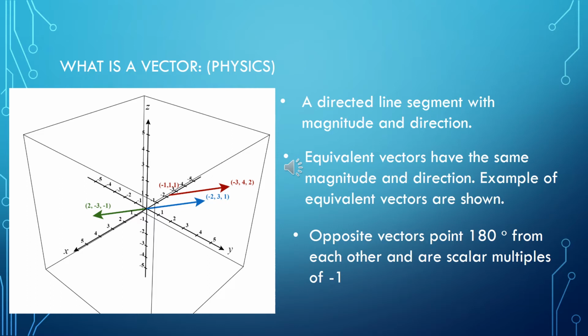If vectors are opposite, it means that they point 180 degrees from each other. That is that they are scalar multiples of -1. So one multiplied by the scalar -1 gives you the other one. The green and the blue vector in the video here are opposite vectors. Notice the terminal point when you start at 0, 0, 0 is -2, 3, 1 for the blue vector, and it is +2, -3, -1 for the green vector. That's an example of opposite vectors.